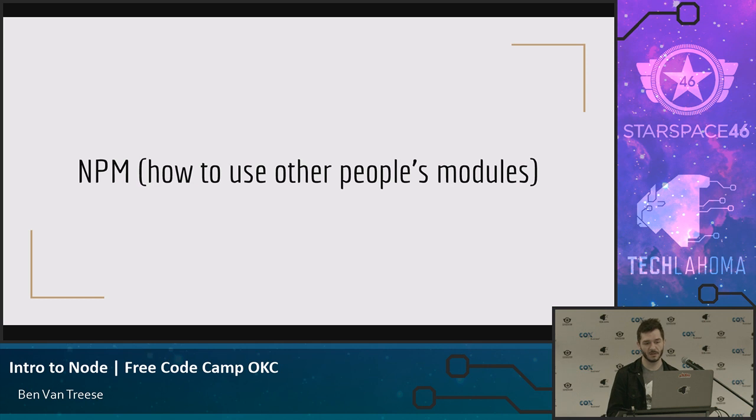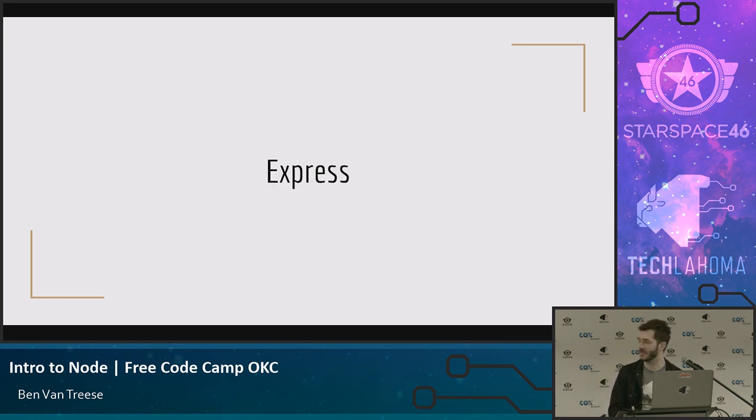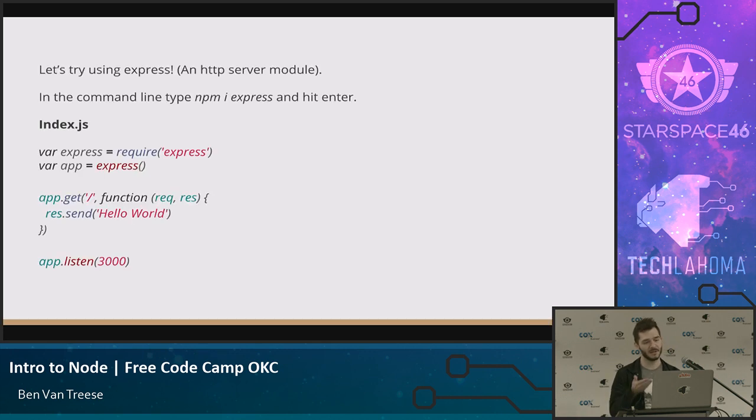install it. So how do we use other people's modules from npm? We're going to use a thing called Express. This is a nice, simple-ish wrapper around the HTTP module that we used earlier. And you can see here, looks pretty similar.